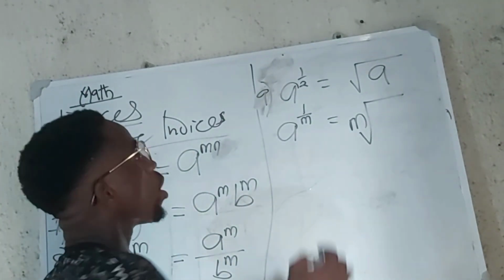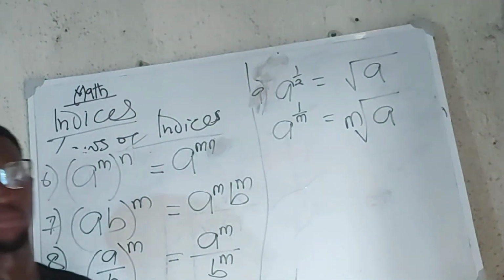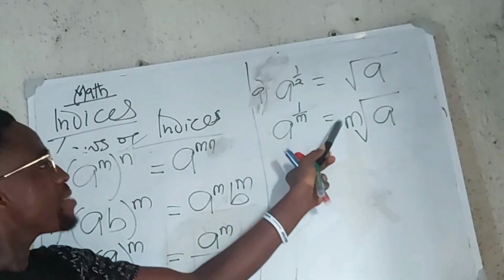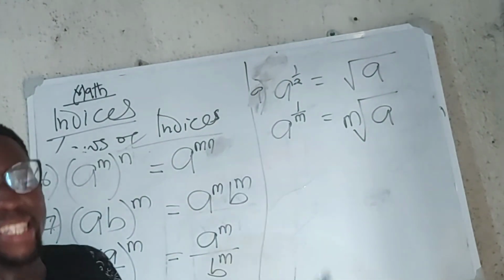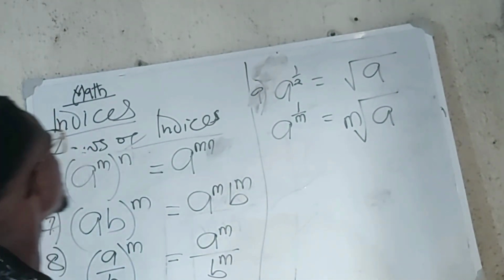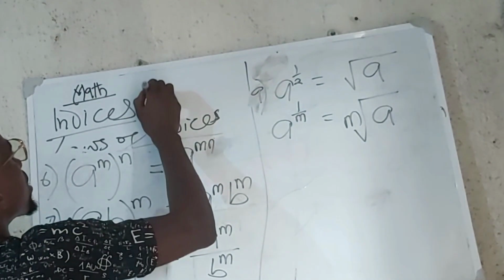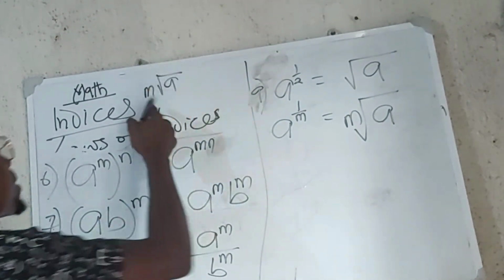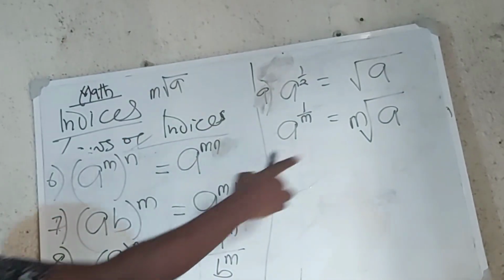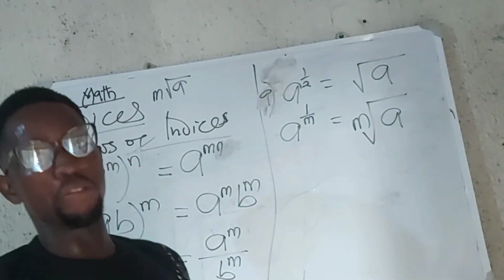The nth root of a. Remember, this is nth root. It is different from m root. If I write this, it is m root of a, but here is nth root of a.